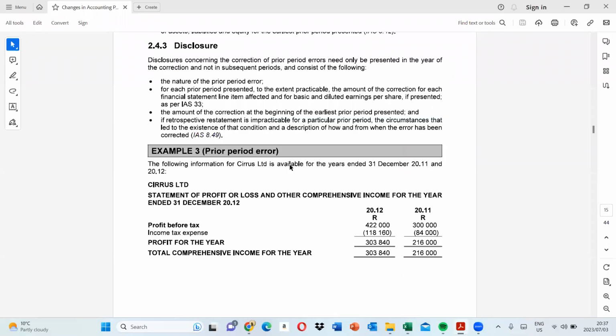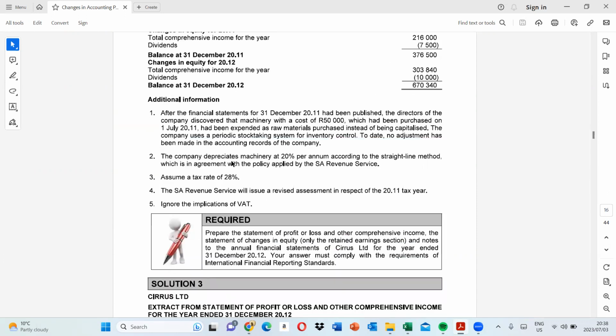So in the 2012 financials, we're given a balance of 422. That is the balance that they gave us. However, let's think about it. Does this 422 include the adjustment? Let's see what information is given, and whether the current year has already been adjusted or not. Can you see? To date, no adjustment has been made in the accounting records of the company.